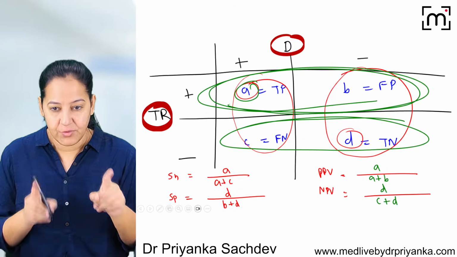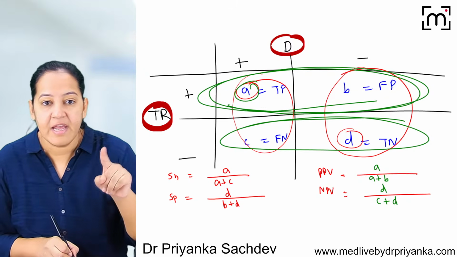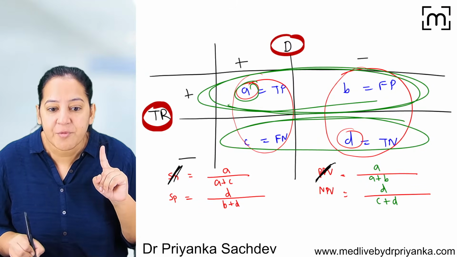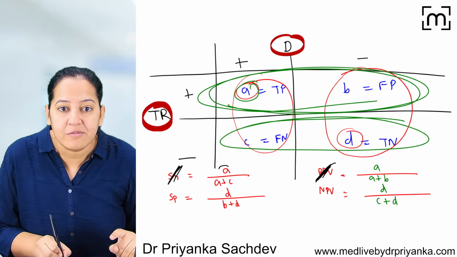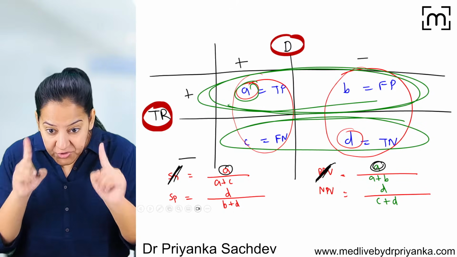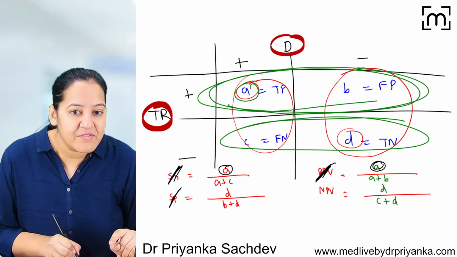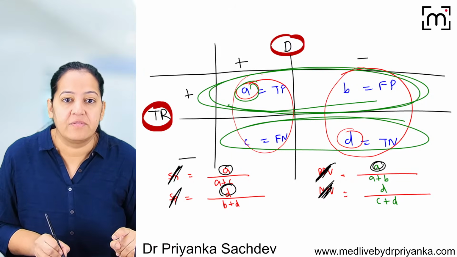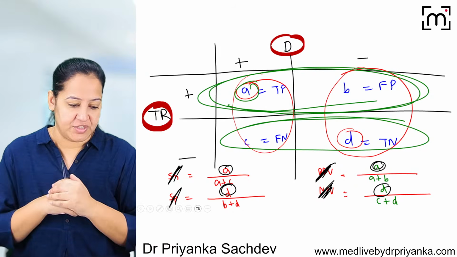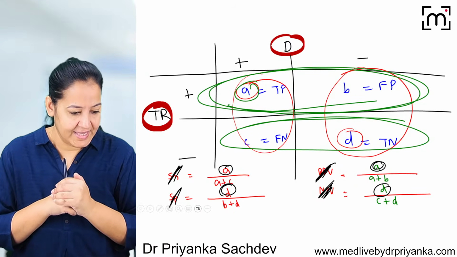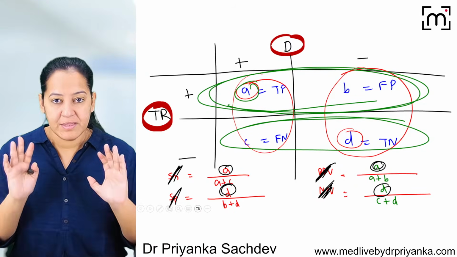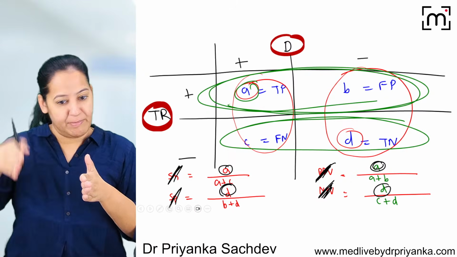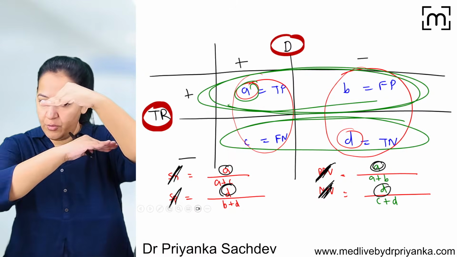So you can correlate sensitivity and positive predictive value: the numerator is true positive, that is A, and the denominator is changing. And in specificity and negative predictive value, the numerator is true negative, that is D, and the denominator is changing. You can learn this way also. Say yes if you all got it. So, sensitivity, specificity, positive predictive value, negative predictive value.